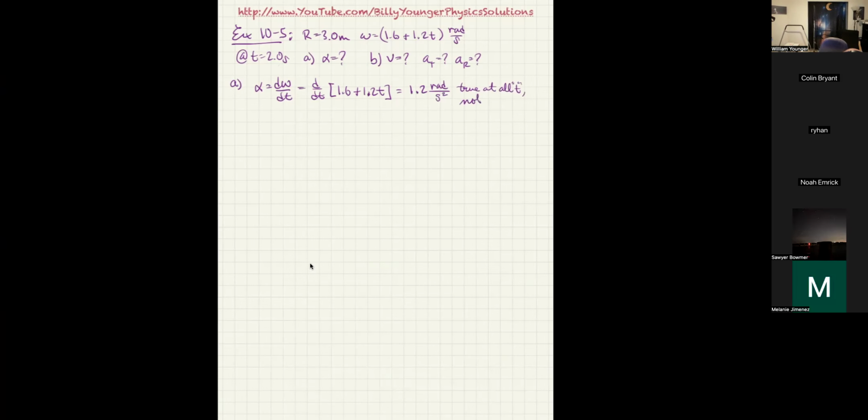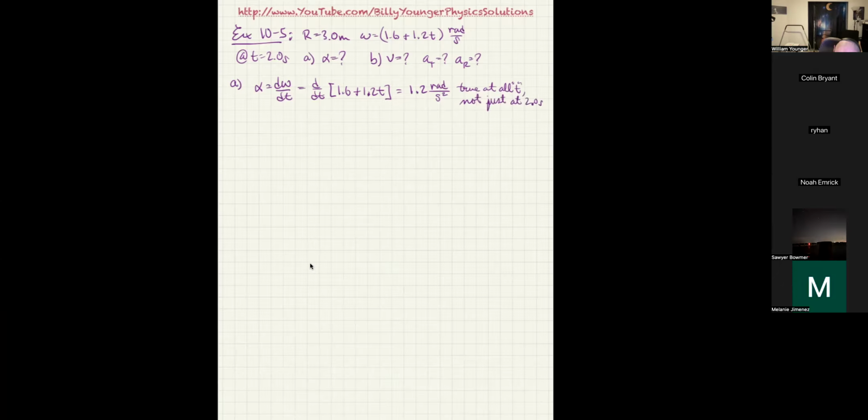Why is it just 1.2? Is it because the derivative of 1.6 plus 1.2t, there's nothing after the 1.6, so getting the derivative. Exactly. Okay.